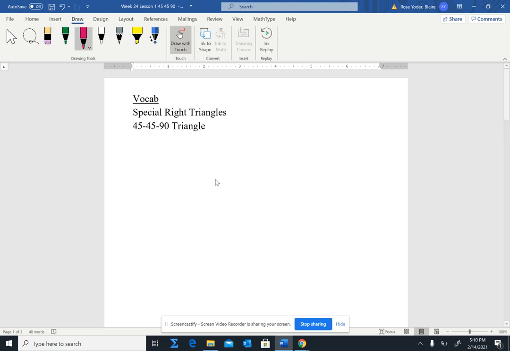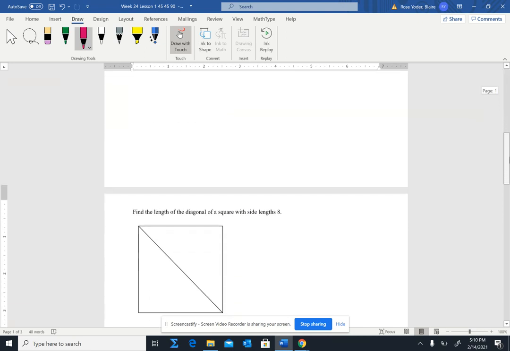We're going to continue on our theme of studying right triangles from last week. And week 24 is going to be about special right triangles. So I'm going to teach you about the first special type of right triangle, which are called 45, 45, 90 triangles. And then in the next video, Mr. Millington's going to teach you about the other type, which are called 30, 60, 90 triangles.